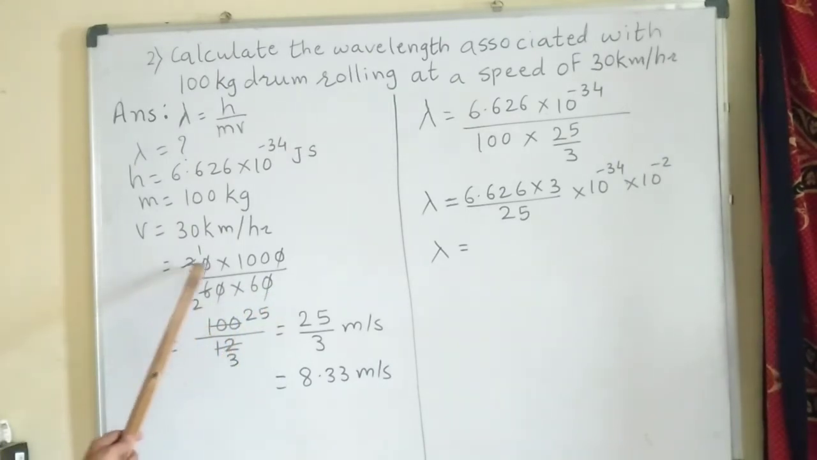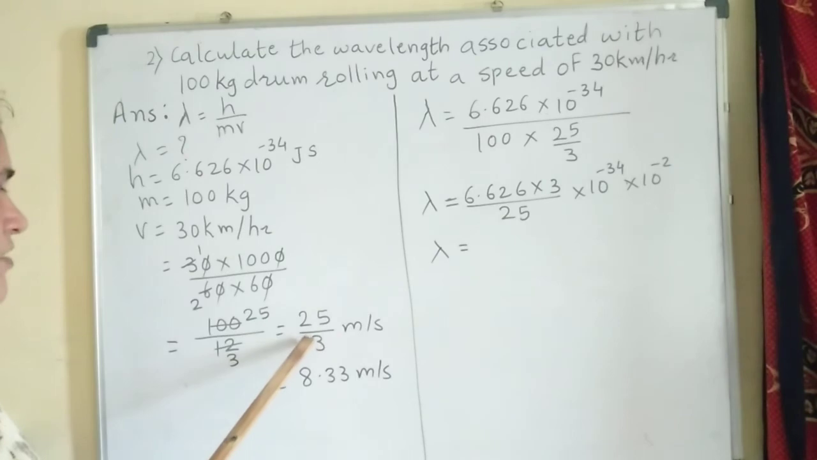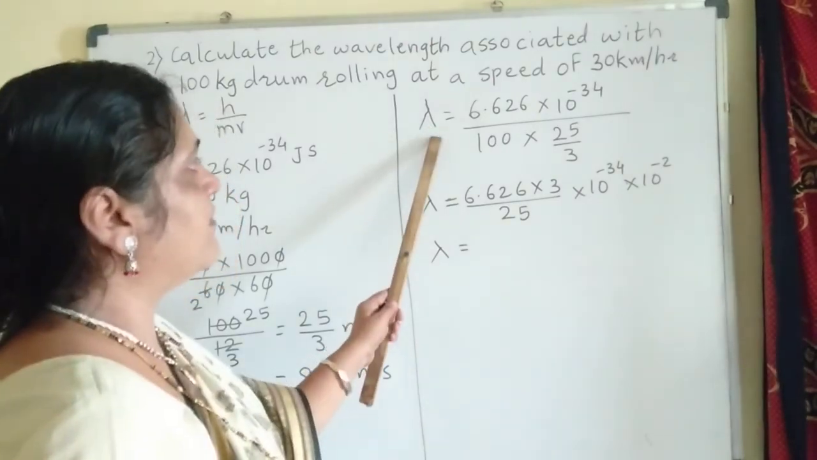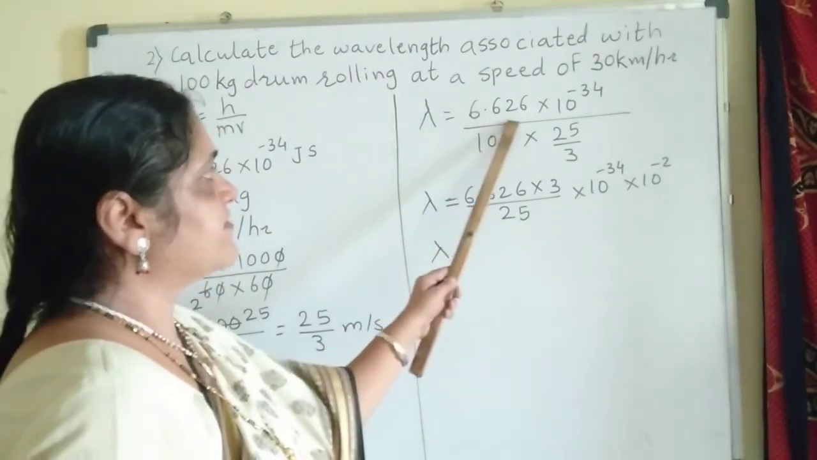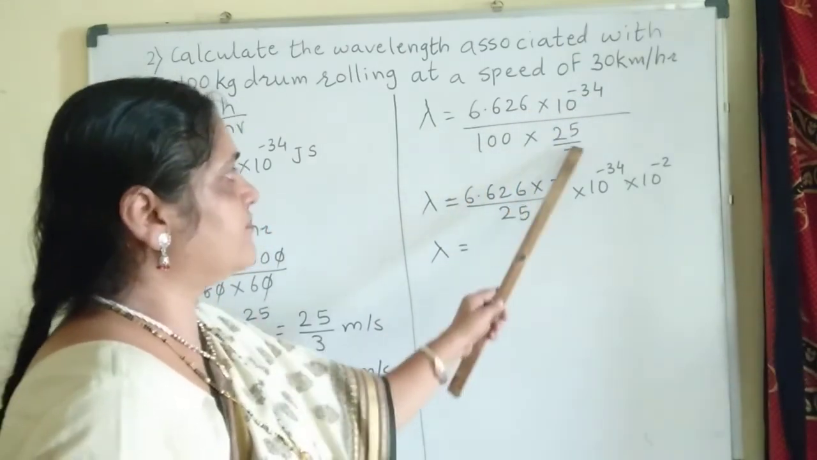So 30 multiplied by 1000 upon 60 into 60. This way we have got the calculation 25 upon 3. 25 upon 3 is equal to 8.33 meter per second. You can use this value also in the equation when you are solving the numerical, or you can use this value for the velocity when you are solving the numerical. I have used 25 upon 3 meter per second, this value, in the numerical. So here you will see that lambda is equal to h value 6.626 into 10 raised to minus 34 upon 100 into 25 upon 3.